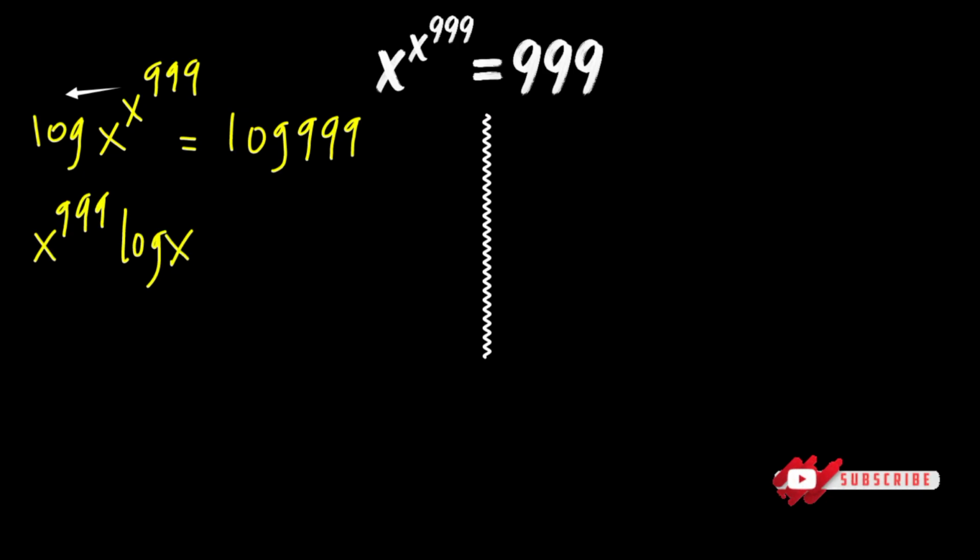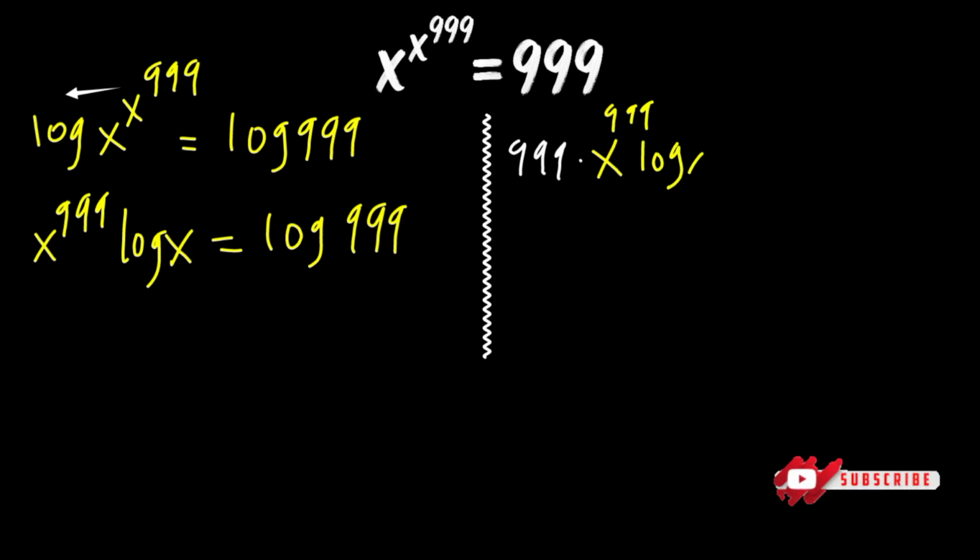log x equals log of 999. And then let us go ahead and multiply both sides by 999. So we have that multiplying this log x, and that equals 999 times log of 999. And then let's go ahead and switch these coefficients.